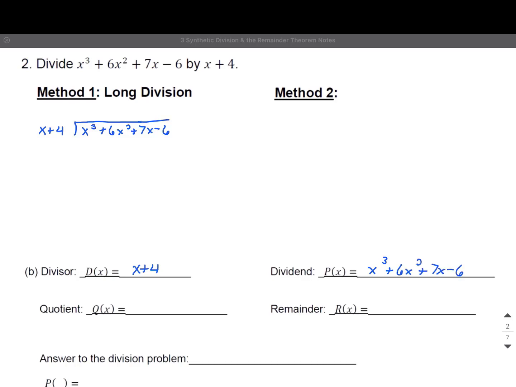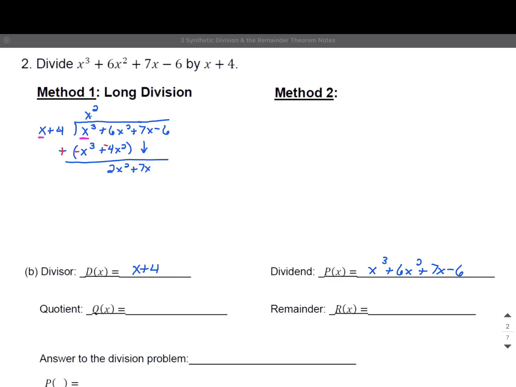Okay, now when we do this, we look at the leading terms, x and x cubed. How many times does x go into x cubed? Or x times what gives me x cubed? That would be x squared, right? Because x squared times x is x to the third. But I also have to do x squared times 4, which is 4x squared. Now remember, I'm subtracting this. But when I subtract, I change subtraction to addition and change the signs. So x cubed minus x cubed is 0, goes away. 6x squared minus 4x squared, there's 2x squared. Now bring down the plus 7x.